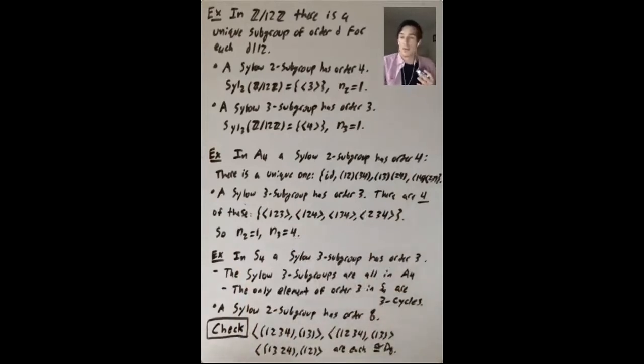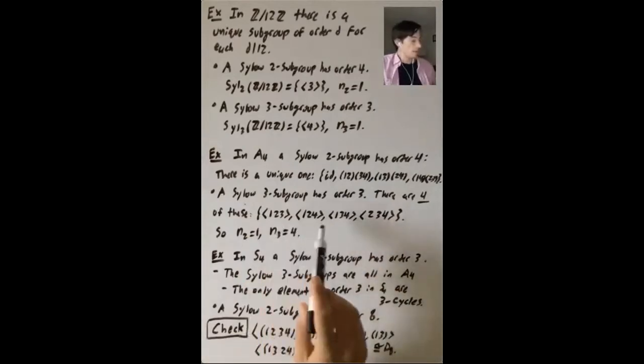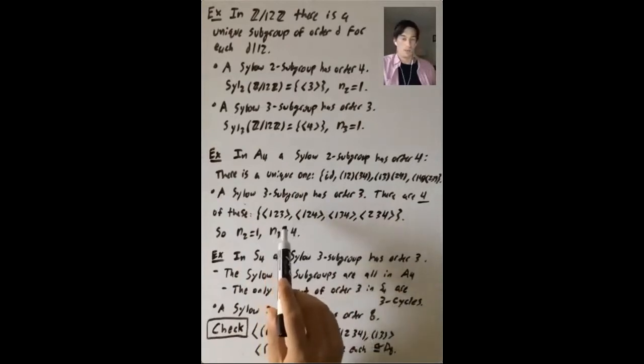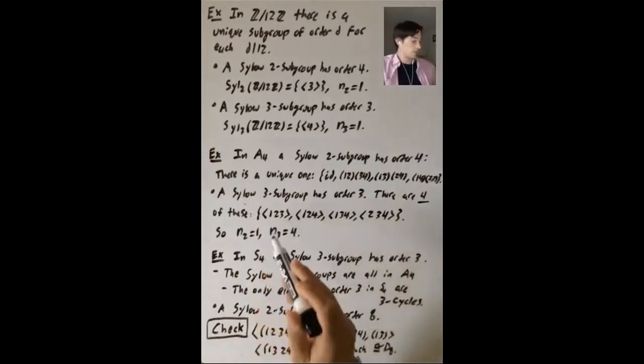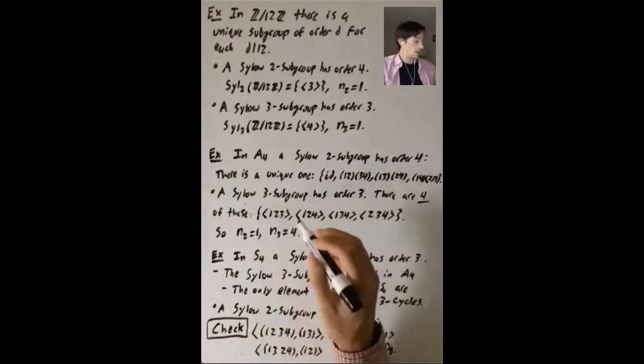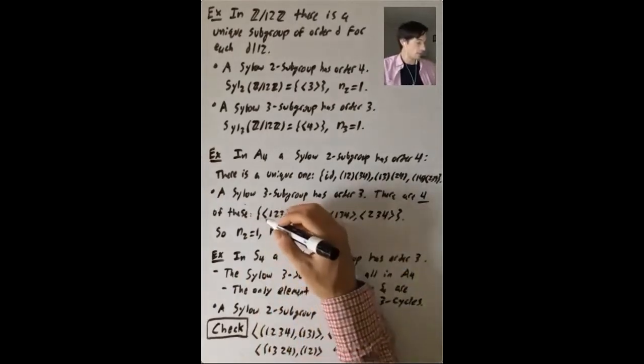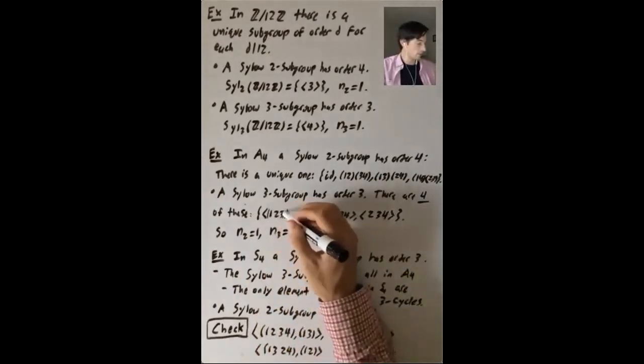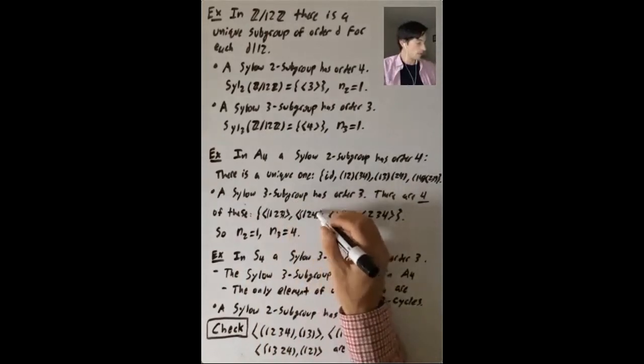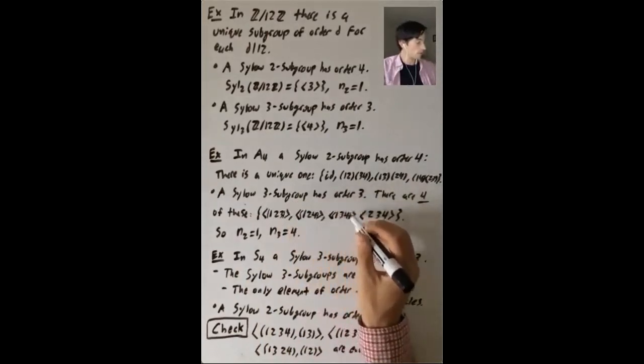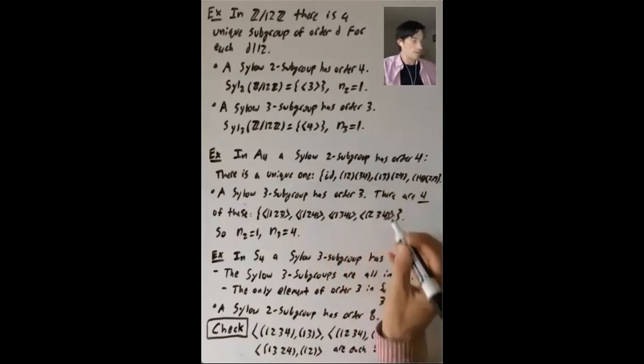They're generated by elements of order 3. What are the elements of order 3 in A4? They're exactly the 3-cycles. So we just have to see which cyclic subgroups generated by 3-cycles are different and which are the same. One way to write these 4 subgroups is the cyclic subgroup generated by each of these 3-cycles: the 3-cycle (1 2 3), the 3-cycle (1 2 4), the 3-cycle (1 3 4), and the 3-cycle (2 3 4).